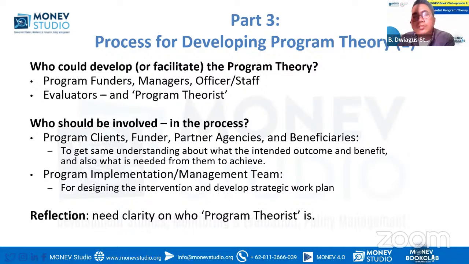I guess this is important, to get some understanding about what the intended outcome and benefit are, and also what is needed from them to achieve them. Sometimes it's useful to get clarity and the same understanding about what success looks like. So by the end of the program, for example, we talk and discuss the same language about the same outcome or the same goals. And for the program implementation management team, of course, they need to be involved. This is not an exercise for the senior management level only, but sometimes also for the implementation management team level, for them to be able to provide input when designing the intervention and developing strategic work plans. But my reflection is about that program theorists.